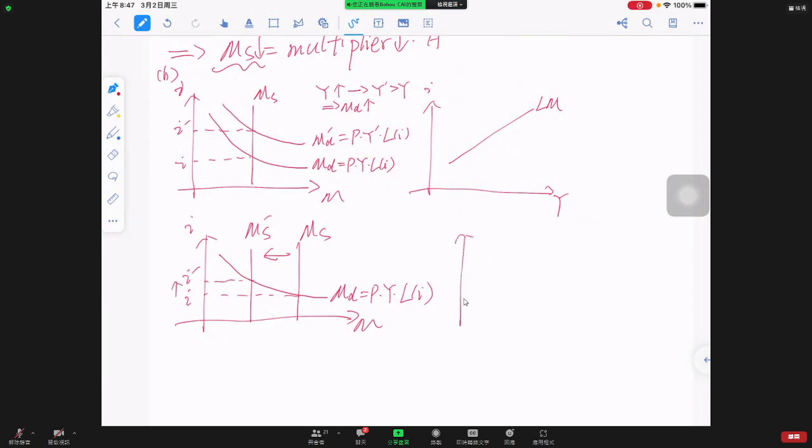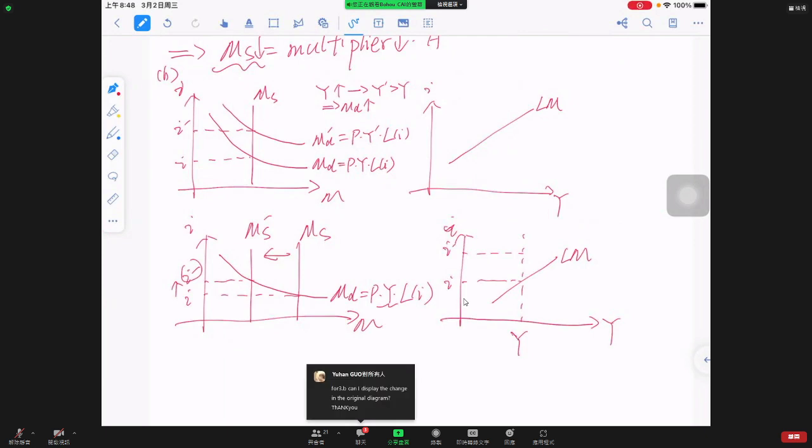And then go back to this LM curve. Initially, the LM curve is here. And with the decrease in money supply, the interest rate increased while the output remains the same, right? So for any level of Y, so for a given level of Y, I is higher, right? To I prime. And this relationship holds for any level of Y, right? So it should be an upward shift of the LM curve, right?